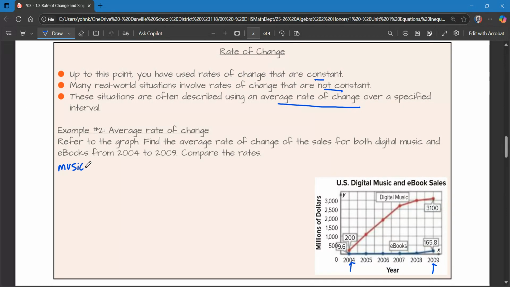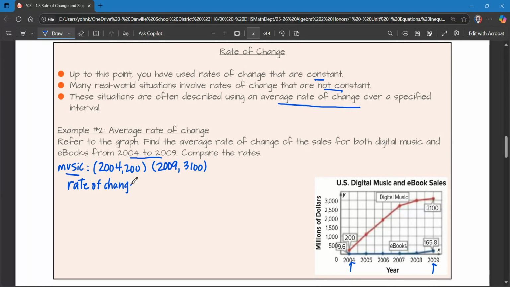So notice that there are lots of different dots along the graph, and I could have chosen any one, but they specifically tell us which ones to look at. So 2004, I'm looking at this red one, I have 200, and since that was at the beginning, the ordered pair would be 2004, comma, 200. My second ordered pair is 2009, comma, 3100. All right, so let's find the rate of change.